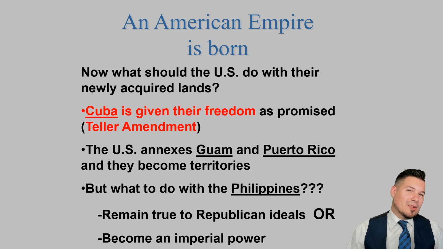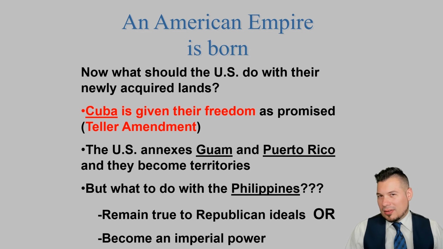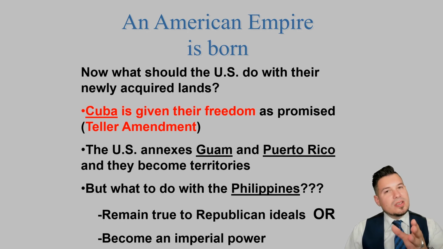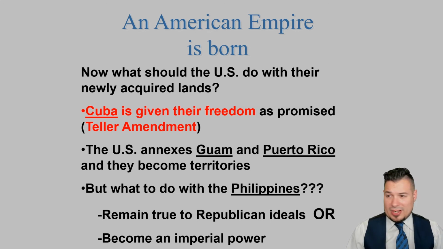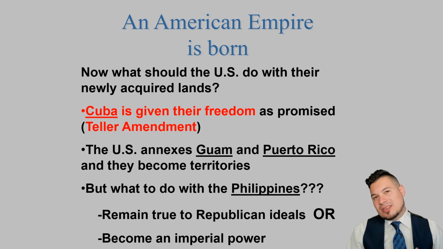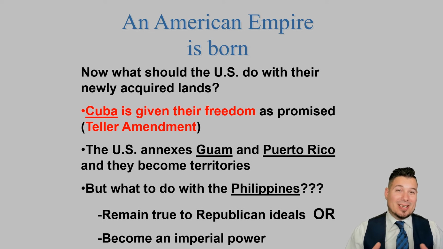But now the American Empire is born, right? We have just gained land, more land. And what do we do with this newly acquired land? Now, Cuba is given their independence as promised. Again, the Teller Amendment was made, where we promised that during this war, we would go ahead and give them their freedom if we win. The U.S. is going to annex or take Guam and Puerto Rico. They're going to become our territories, and they're going to continue to be territories all the way up till present day.